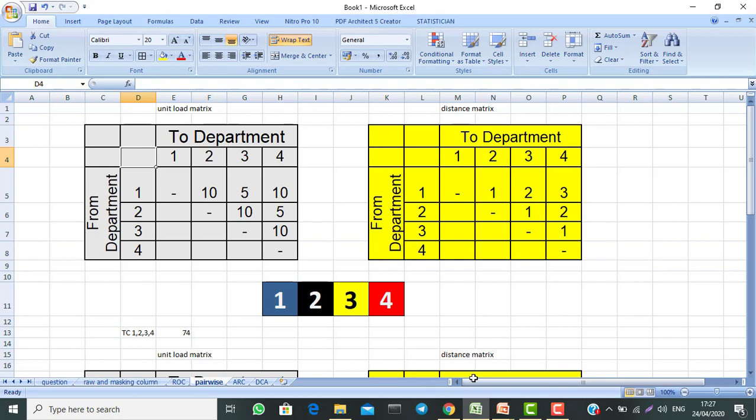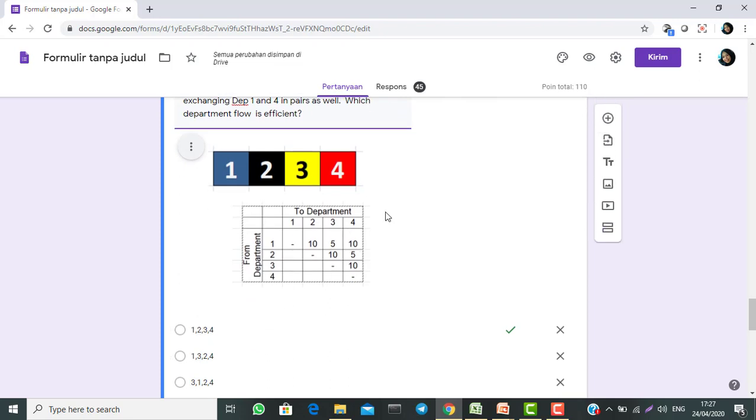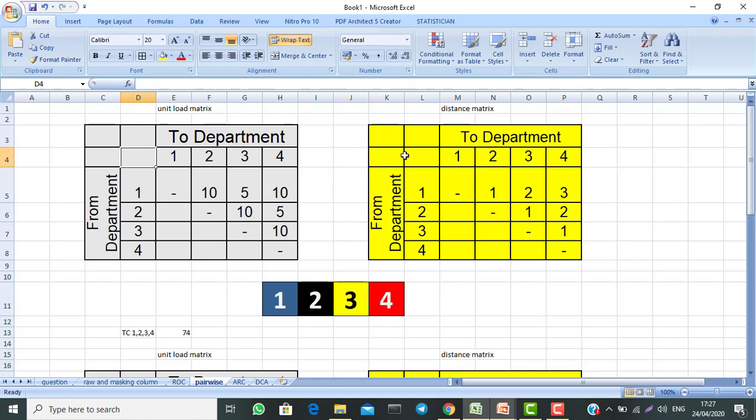Okay, in this question, we have a unit load matrix, a form 2 matrix that describes the unit load in each department. And then the second one, we have to create manually, which is the distance matrix according to the initial layout chosen. So in this case, 1, 2, 3, and 4 is the chosen initial layout. So let's create the distance matrix according to this initial layout.